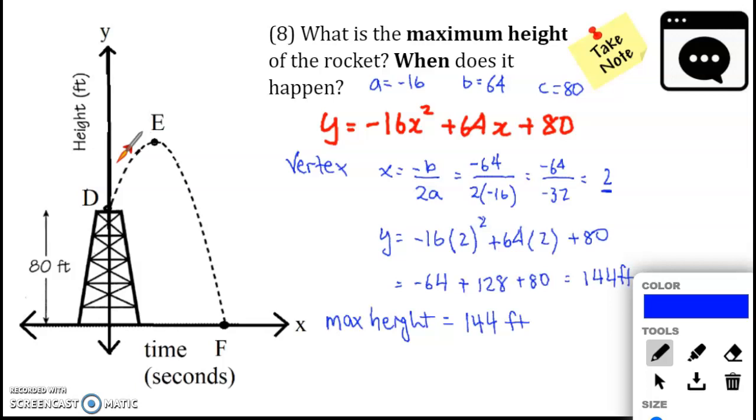Okay, when does it happen? Well, we're talking about what is the x coordinate. Okay, and we figured this to be 2 seconds. So it happens when time is equal to 2 seconds.